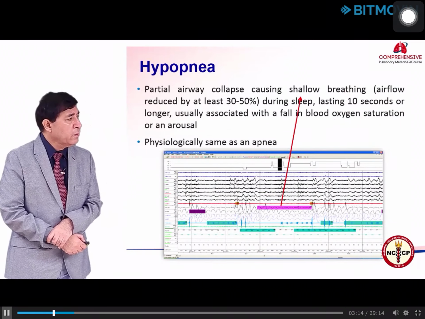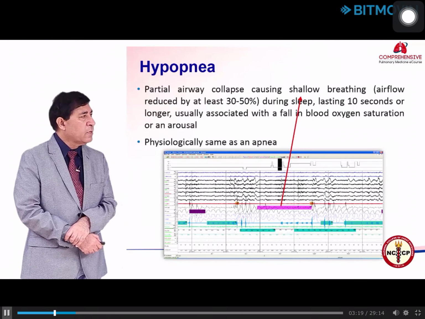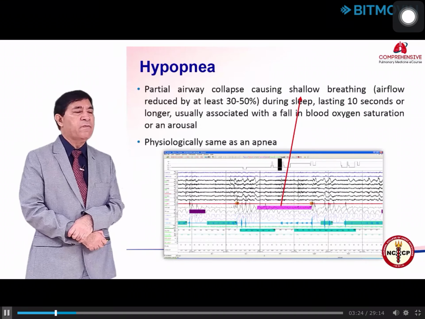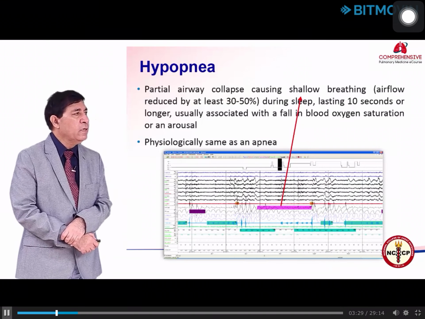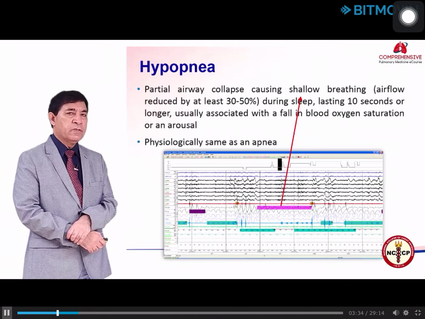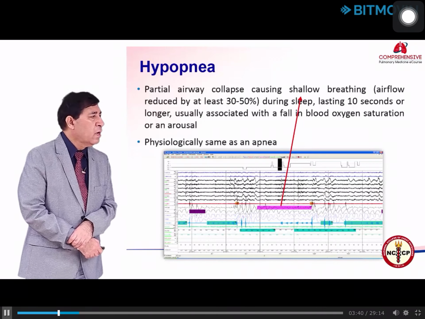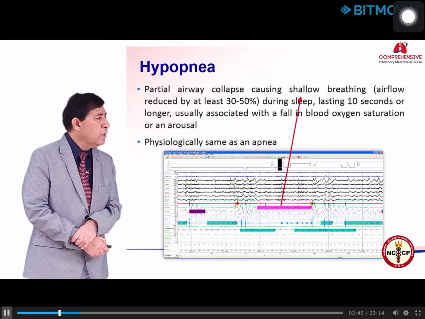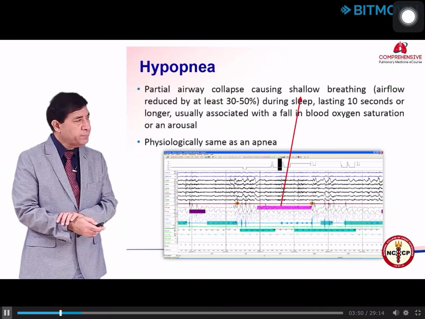On the other hand, in this case, as you can see in the pink bars, there is a partial reduction of the airflow. These are typical cases of hypopnea, where you see shallow breathing. Basically, the airflow has reduced by more than 30% during sleep, lasting at least 10 seconds or longer, and is associated with either a fall in the oxygen saturation, which you can see again in the green bars, or with an arousal.